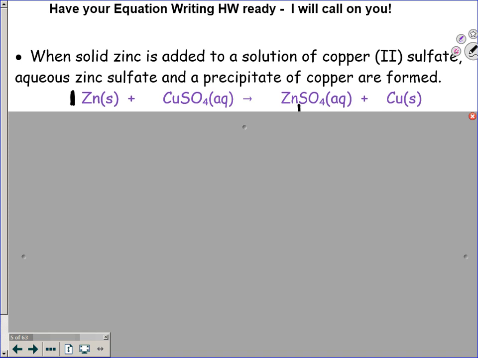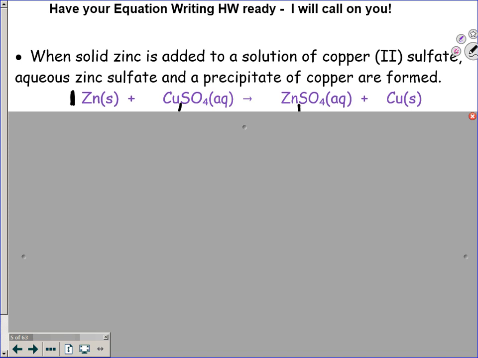I try not to write a whole lot down because I can easily get distracted by writing down the number of atoms I have. I try to just do 1 at a time. So zincs are good. How many coppers do I have in reactants? 1, because there's a subscript of 1. How many coppers do I have in products? 1. So coppers are good.